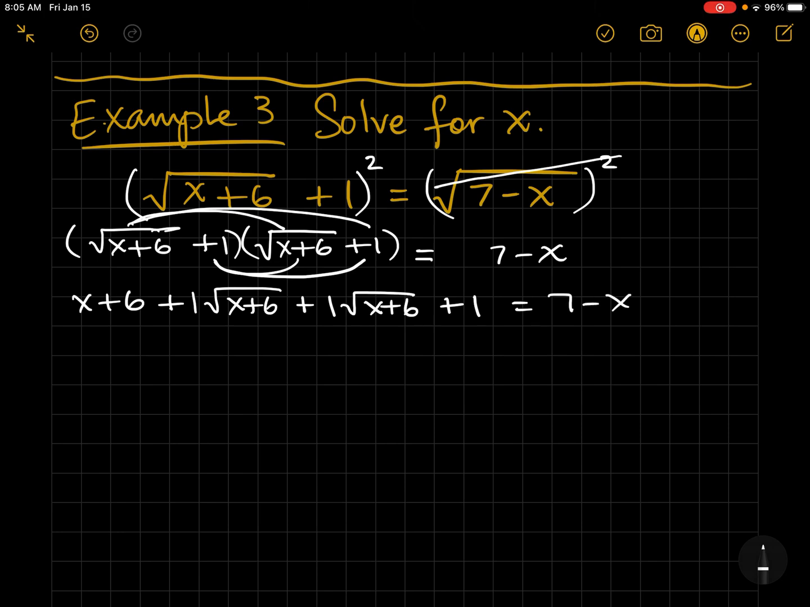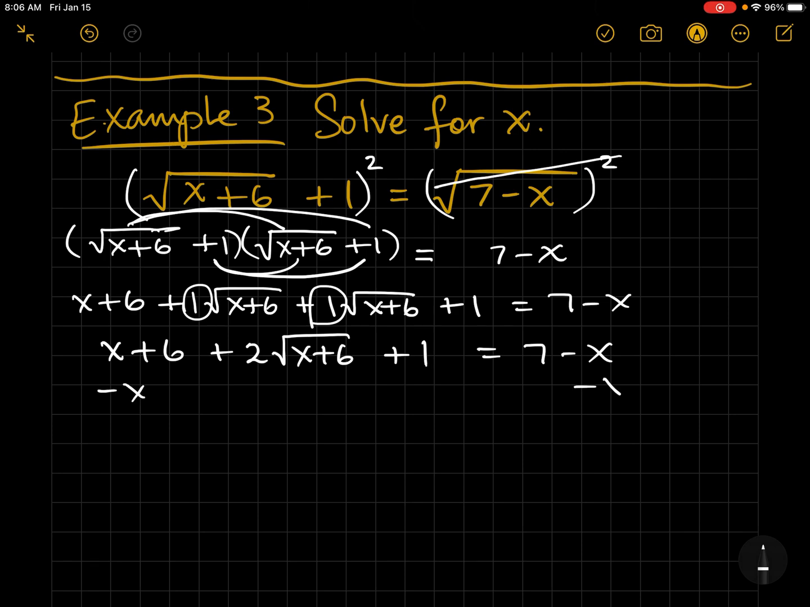Now, the good news here is the like terms. So we only add the coefficients. So that gives me 2. And now I'm simply going to combine like terms and go back to step 1 and isolate the radical. So let's see. I'm going to subtract x from both sides. That's 6 plus 1 is 7. So I'm going to subtract 7 from both sides.